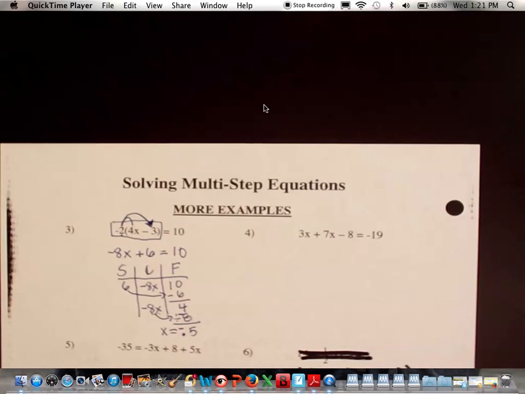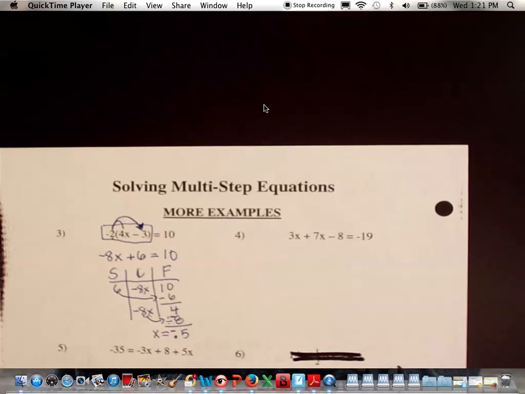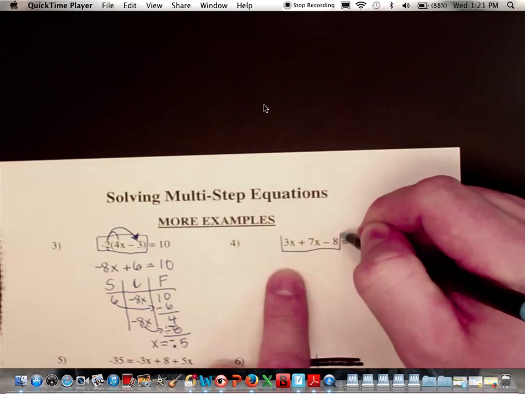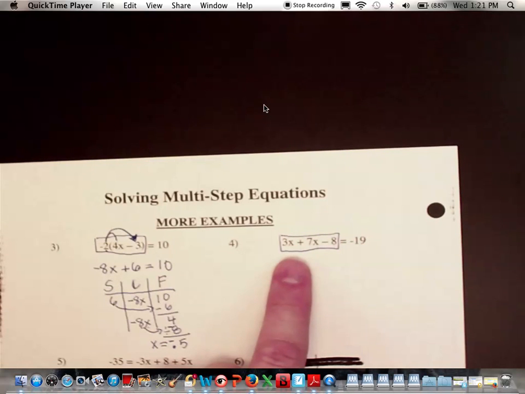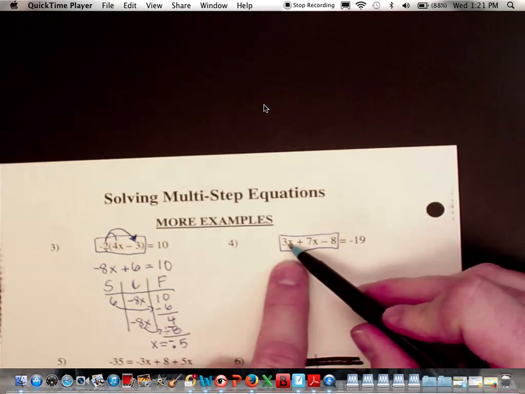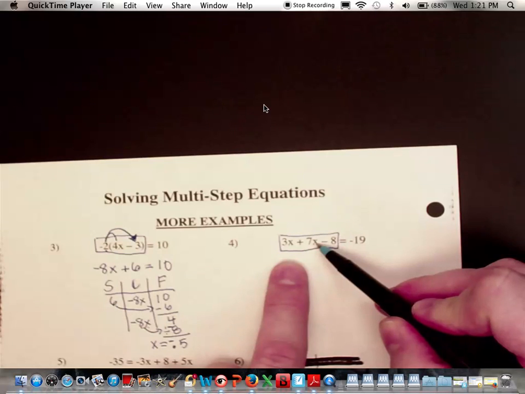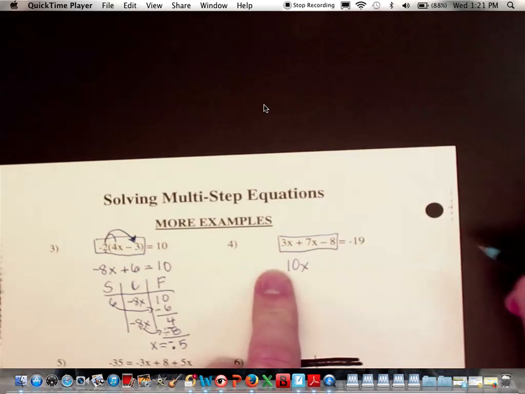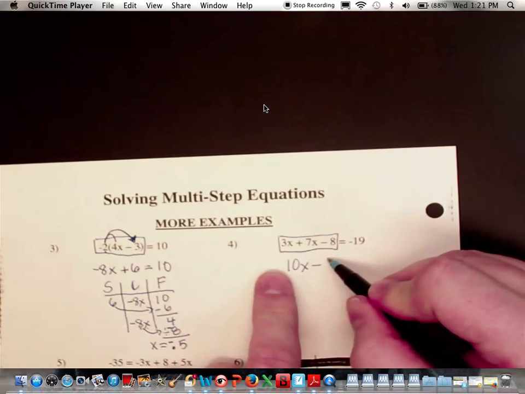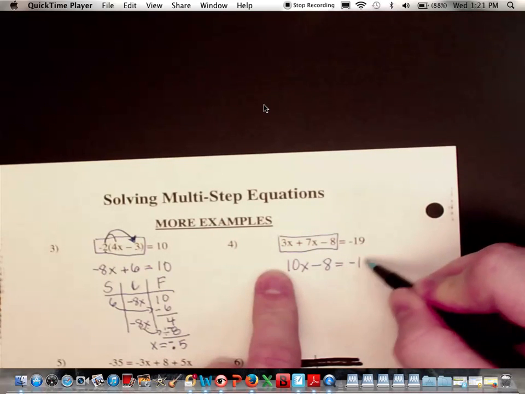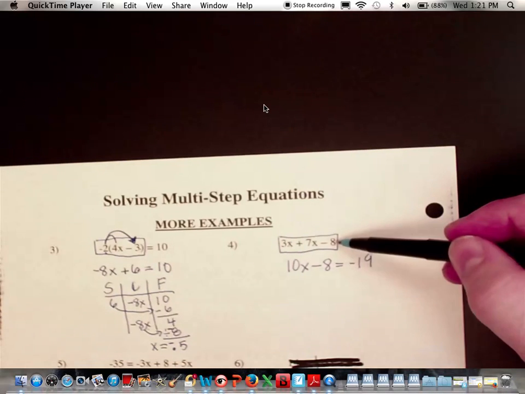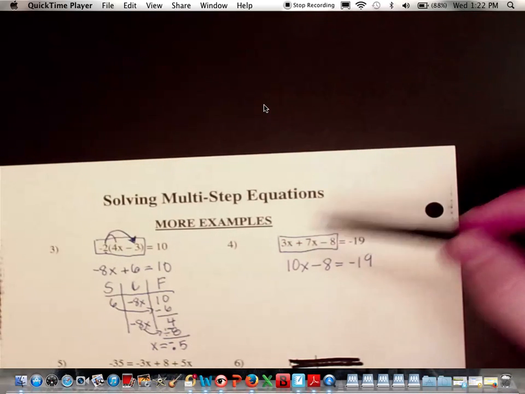Here we go on number 4. Okay, so if I look at this part right here, up to the side of my equal, I know this is not a distributive, but this will combine like terms. I've got 3x and 7x I can put together. 3x plus 7x, so it's 3 plus 7. It's going to give me 10x minus 8 equals negative 19. I did not combine the 8 with these because the 8 does not have an x. I just combine the things that have the x's.